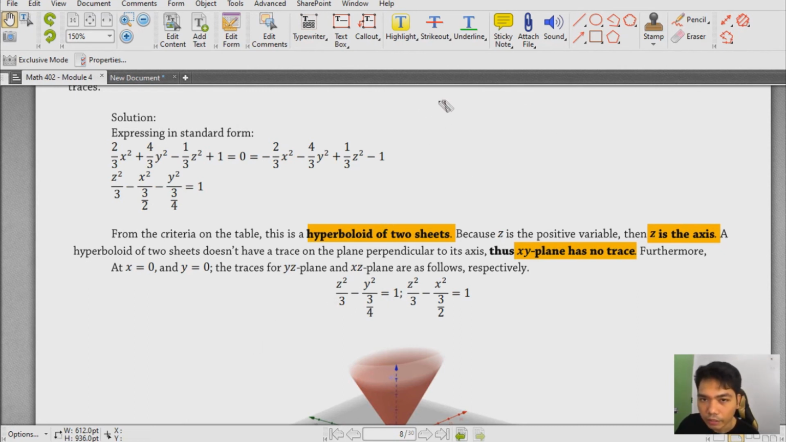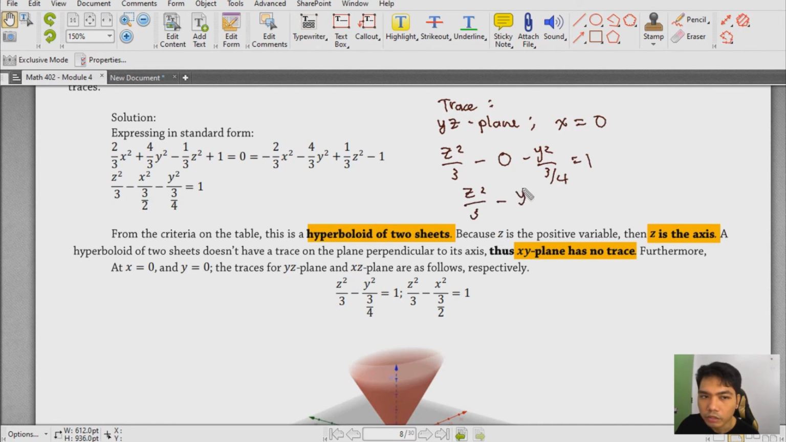Let's do this since we haven't solved a trace yet. If you want to determine the trace on the YZ plane, what is left here? Just x. So you set x equal to 0. For this, we have z squared over 3 minus 0 minus y squared over 3 fourths, which is equal to 1. And this is your trace: z squared over 3 minus y squared over 3 fourths is equal to 1. How about if you want to find the trace of our xz plane? On the xz plane, you just have to set our y equal to 0.